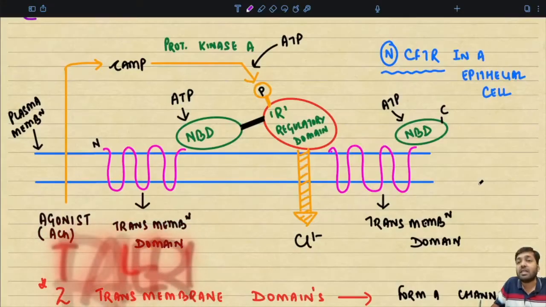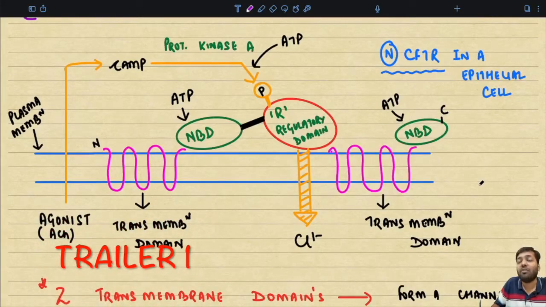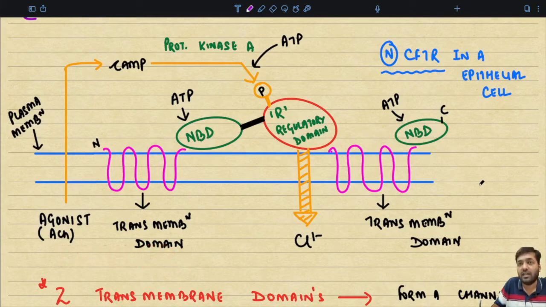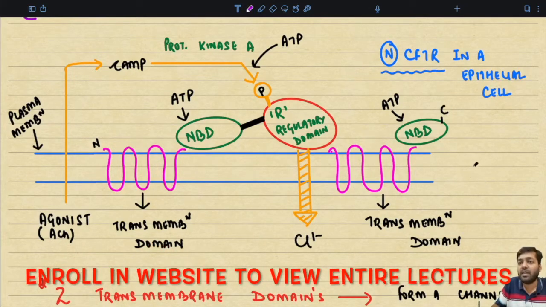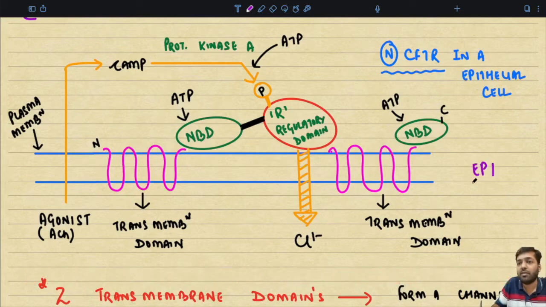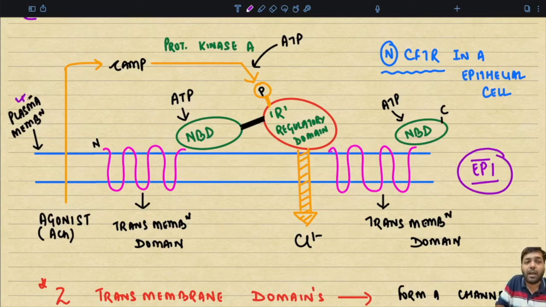So let us now understand the normal functioning of the CFTR channel. Now, very importantly, as we see over here, this is the epithelial cell, this is the cell membrane of the epithelial cell over here. So whatever we are seeing, this is the plasma membrane of the epithelial cell, and what we can appreciate over here is a normal CFTR anion channel.